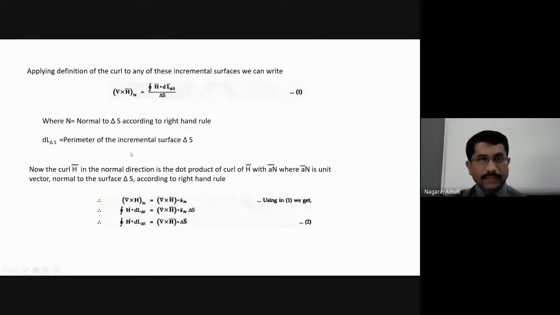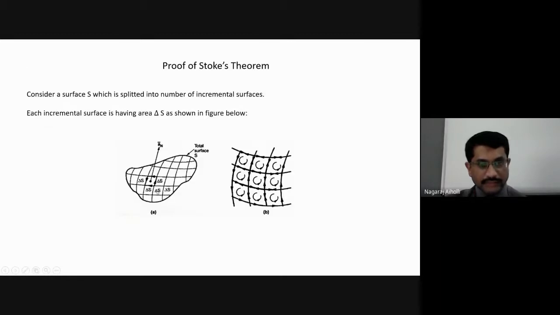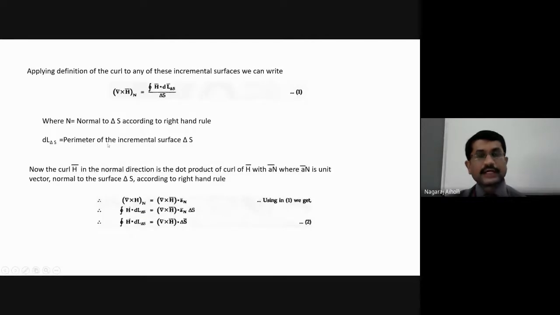dl delta S is the perimeter of the incremental surface delta S. If we consider the small surface delta S, the total perimeter is nothing but dl bar delta S.